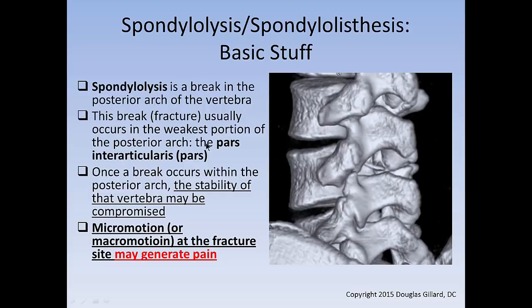Okay, so this break usually will occur in the pars intra-articularis. Once the pars breaks, the key with this is the stability of that vertebra may be compromised, right? Because this solid ring of bone is supposed to be here. We're not supposed to have any breaks in it. So we might have micro motion or macro motion. We may have some visible slip on plain film. But this micro motion that might not be visible may be a source of chronic pain in some patients.